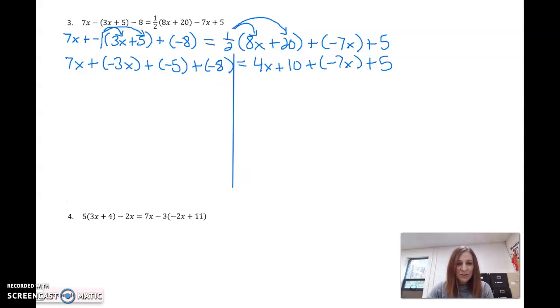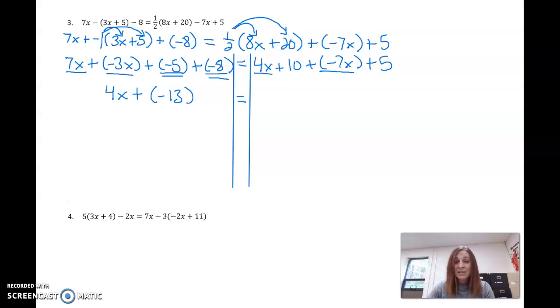Now we're working on each side of the equal sign, so let's simplify it. If I have 7x's and a -3x's, that becomes 4x's, plus -5 and -8. Those are like terms. If I add them together, I get a -13. Over here, if I have 4x's and -7x's, if I combine those, that's a -3x's.